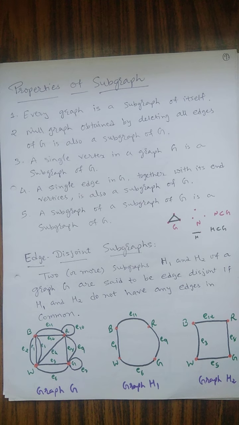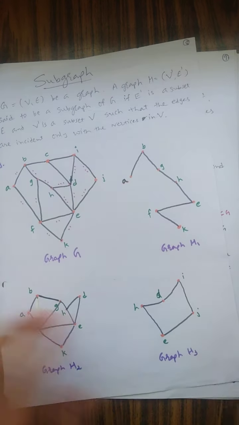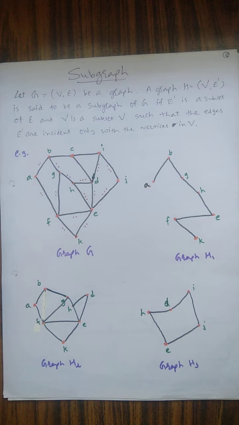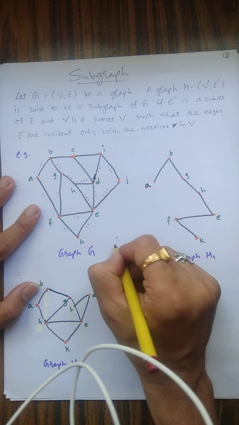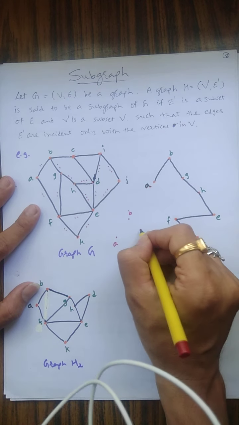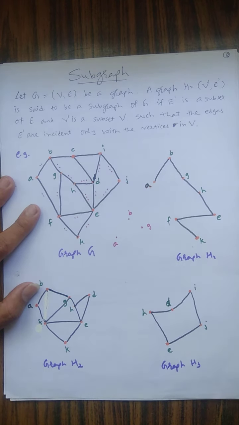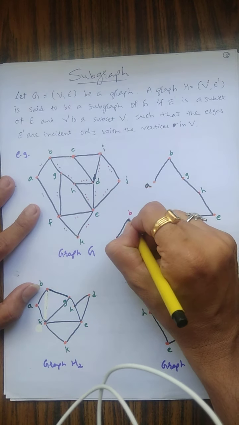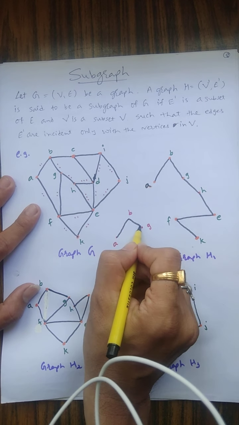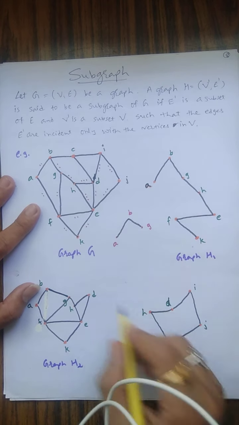A subgraph of a graph G is a subgraph of G. So a subgraph of a subgraph is also part of that graph, and we always remember that. If I take one example, suppose H1 is a graph. If I take 3 points A, B and G, and connect these 2 edges, it is also a subgraph of H1.